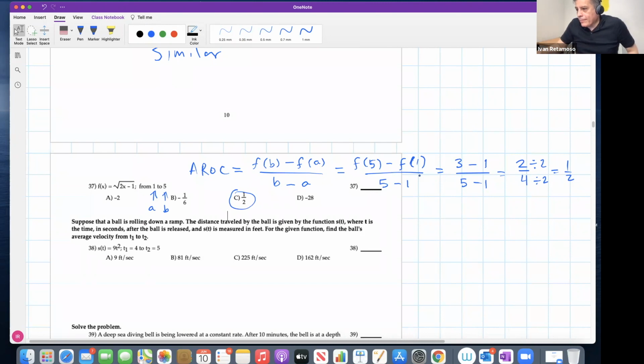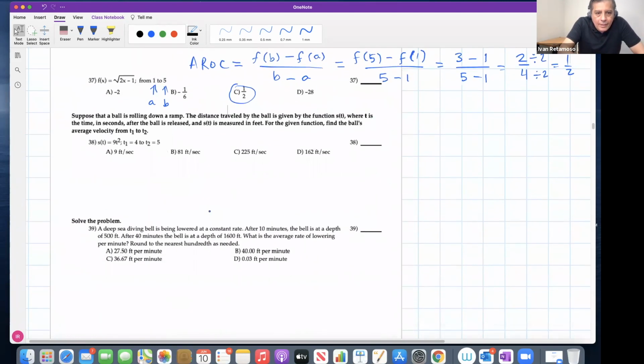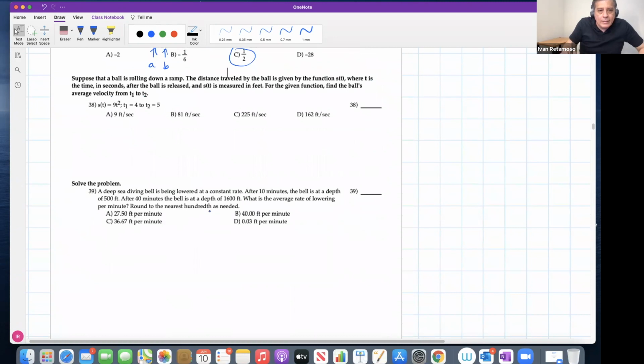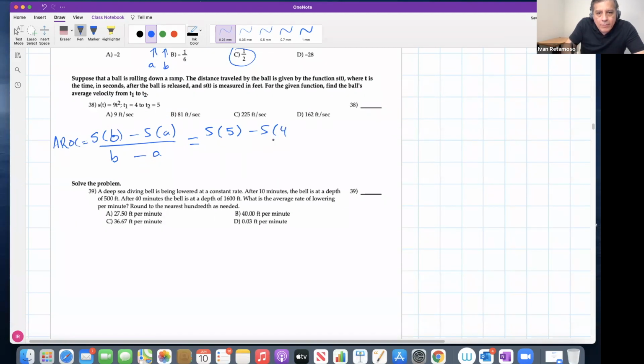Very good, guys. So this is when they ask for average rate of change. Another one here. Yeah, and then we can just move on. I think this one is of t now, 9t squared. Same idea, right? You got to do for your average rate of change, S evaluated at b minus S evaluated at a over b minus a, right? So S evaluated at 5 minus S evaluated at 4 over 5 minus 4.